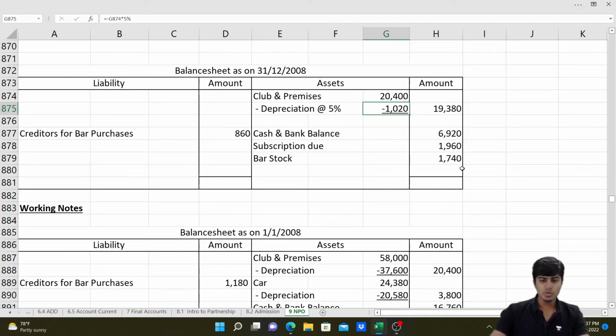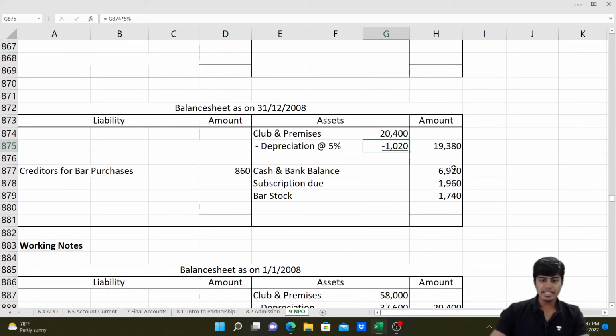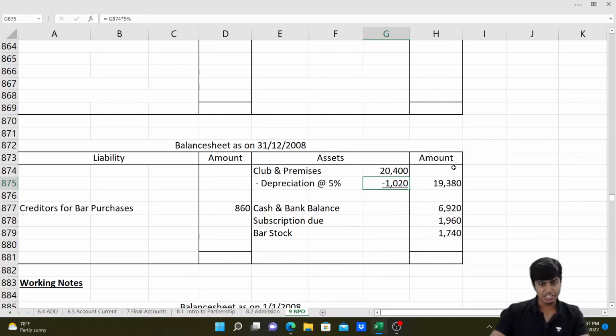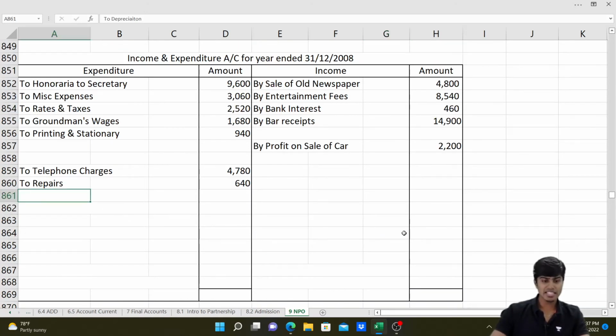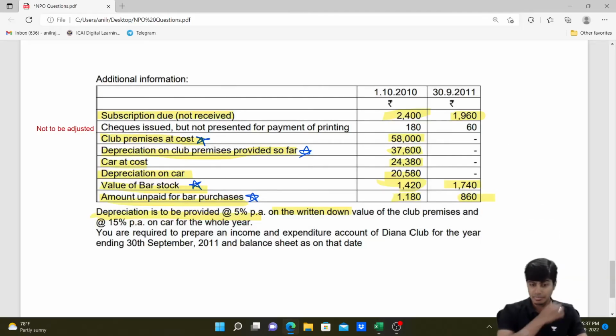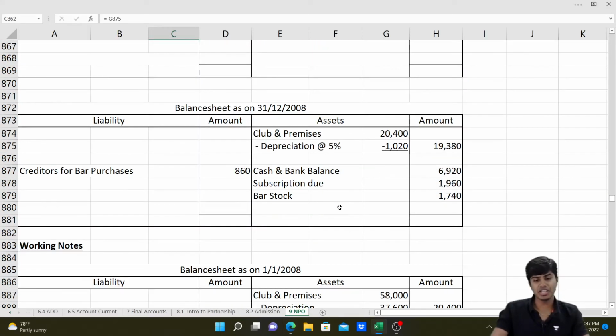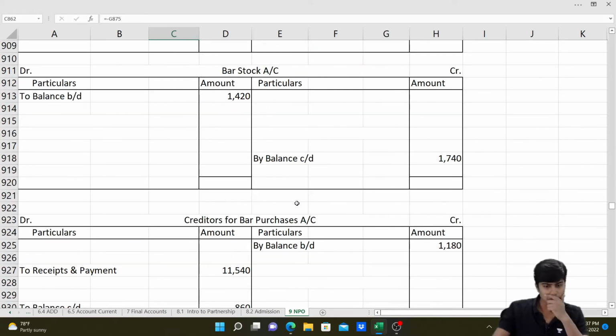And this 1020, let us post this to our income and expenditure as expense. I'll write here to depreciation, club premises 1020. Then they've told us to depreciate car by how much? 15%. Let us depreciate car by 15%. So car, we have an account. Okay, let's go to car account.